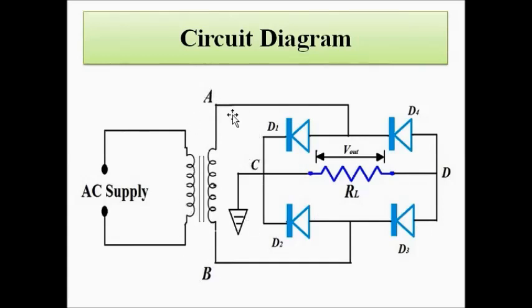So, you are clear, during the positive half cycle, A becomes positive, B becomes negative. The positive A is connected to P type end of D1, the negative B is connected to N type end of D3. Because of this, D1 and D3 are forward biased and behave as a short circuit. But the same positive A is connected to N type end of D4 and the negative B is connected to P type end of D2. So, D2 and D4 are reverse biased and are open circuited.